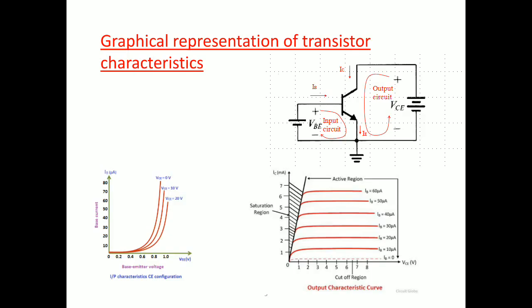Here VBE is connected, and VCE is connected. We apply an input value VBE to the base terminal. So VBE is varied, and the corresponding IB value is noted by keeping VCE constant. This is the input characteristics procedure.